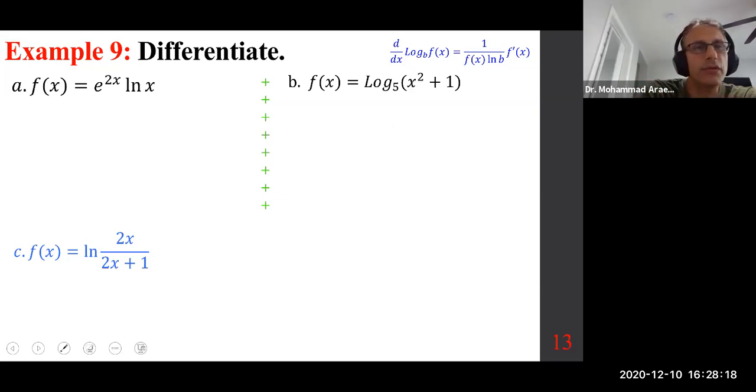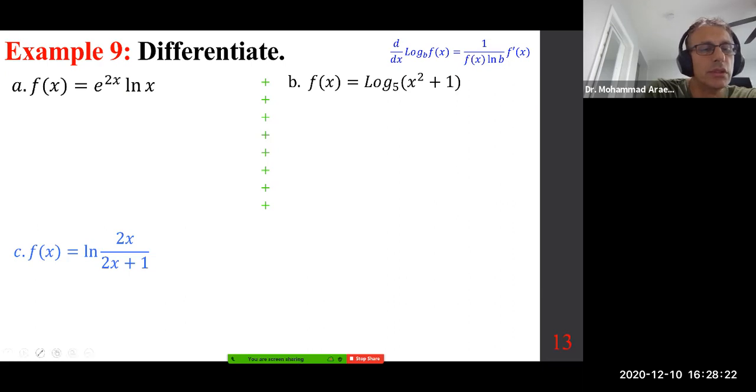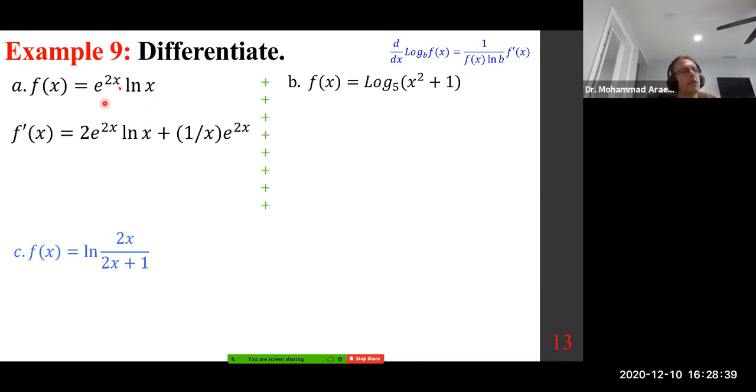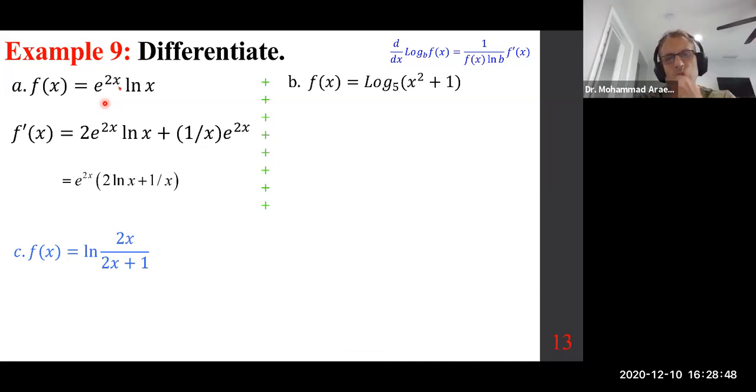logs are involved here, and this is using the product rule. Okay, so let's just quickly put a raised dot here. And we are differentiating. The first one gives us itself, e to the power of 2x times 2, and then times ln x. Ln x gives us 1 over x times the first. Again, this is the only calculus step. And you just have to factor out the e to the power of 2x. It's a simple factor.